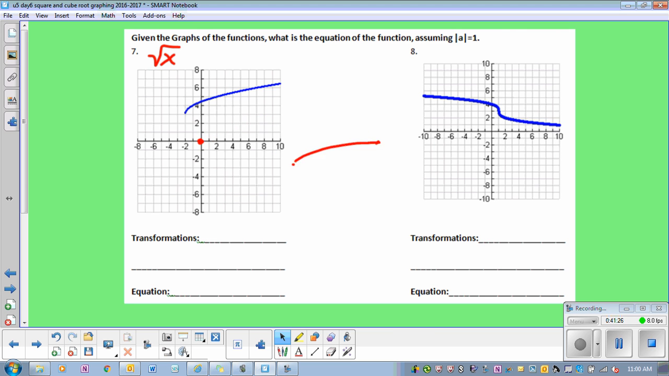I'm going to move this one out of the way. 1, 2, 3, 4. Okay, so up 4. Oh no! Did it go up 4? No, it went up 3. We went up too much. It went up 3, and then left 2. Good.